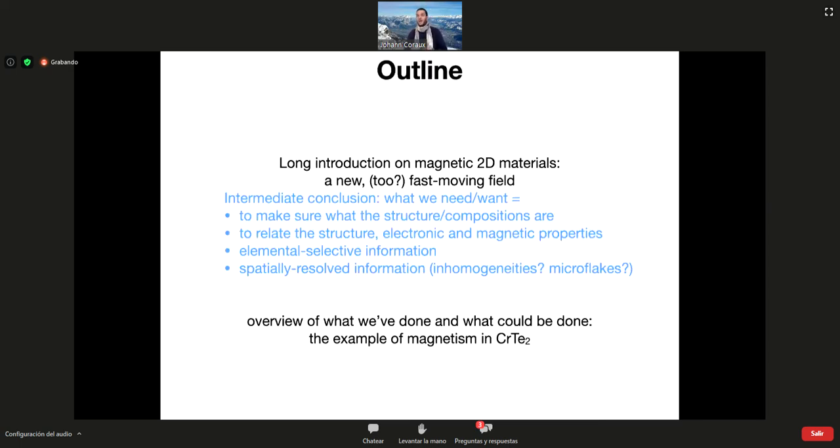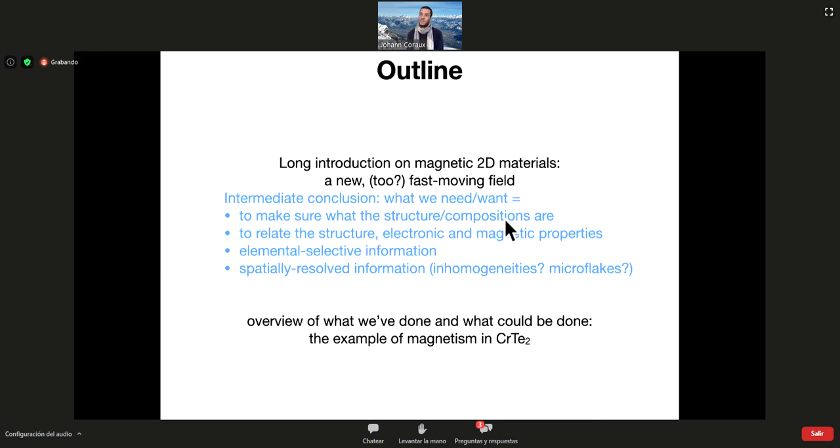All right, so before I switch to an overview of what we've done, I'd like to make an intermediate conclusion on what we need and want in the context of the study of these materials. The first thing we would like to know is, you want to make sure what the structure and composition of the compound you're studying actually are.